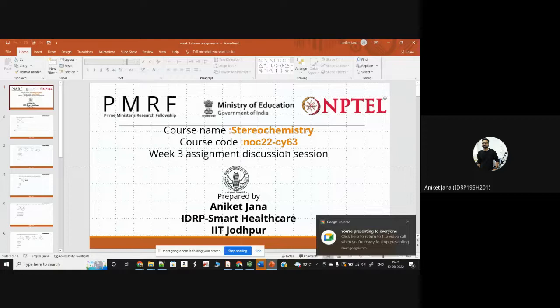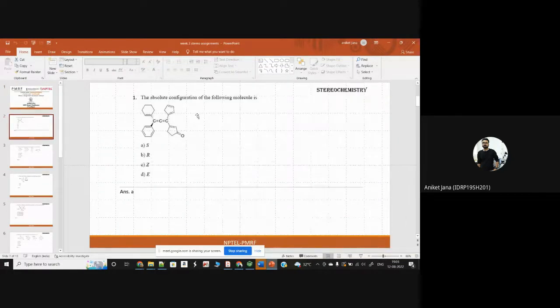Okay, so let's start today's discussion. Our first question is: the absolute configuration of the following molecule is. At first, tell me which kind of chirality is present here. Is it a chiral axis or a chiral plane? Chiral axis. Yes, a chiral axis is present here due to the presence of allene. The two cumulative double bonds are perpendicular to each other, so there is a chiral axis, right?